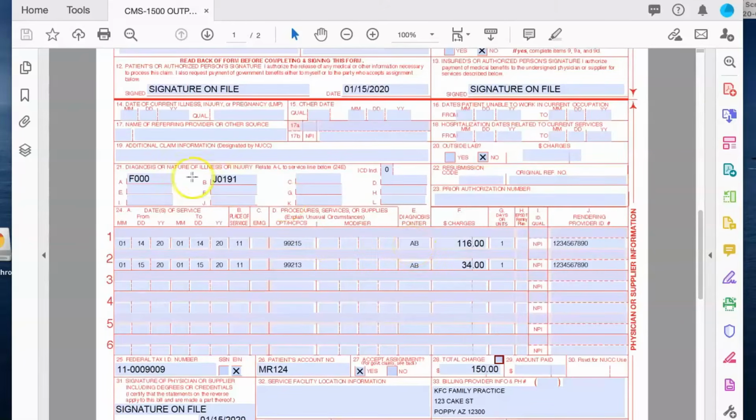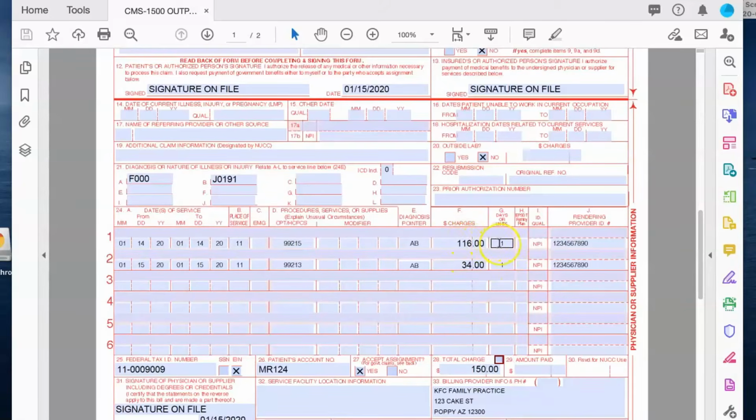24E we've already covered. In 24F, we have the charges. We do not enter a dollar sign, but some systems will ask you to use a decimal point to separate dollars and cents. If your system requires it, then of course use it, but on the CMS 1500 paper form, you never enter a decimal point. It is very important to follow the instructions of the billing system you're using to ensure your claims are transmitted correctly.